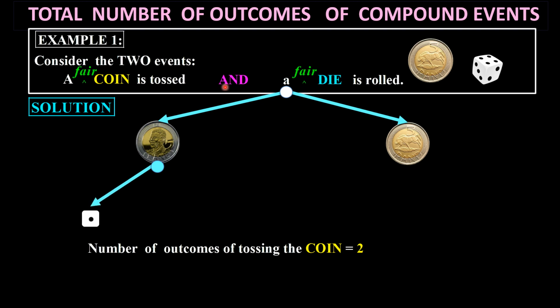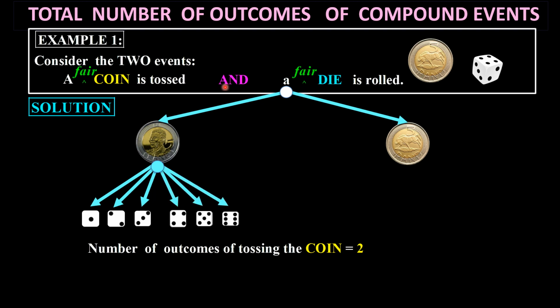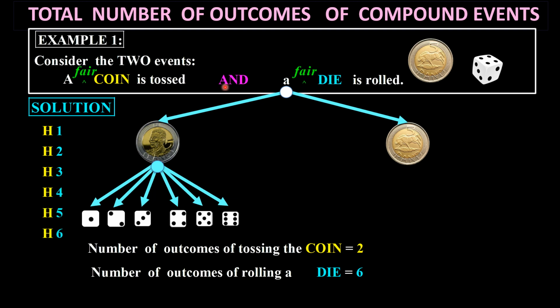Now, if I have heads and I now roll a die, I can have the options of heads and 1, heads and 2, heads and 3, heads and 4, heads and 5, heads and 6, right? So in other words, rolling a die, there are 6 possible outcomes. In the same way, we can list the outcomes: heads 1, heads 2, heads 3, heads 4, heads 5, heads 6, and we see there the outcomes would be 6.